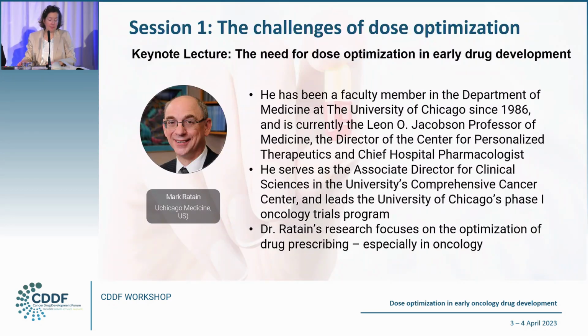Mark Reiten is a professor at UChicago Medicine. He is the director of the Center for Personalized Therapeutics. He is an expert in early drug development and the use of investigational therapeutics in oncology. He has over 500 publications, is a key expert in phase 1 clinical trials for cancer drugs, and he's also, of course, an oncologist and graduated with an MD from Yale University. So it's my pleasure to welcome Mark.